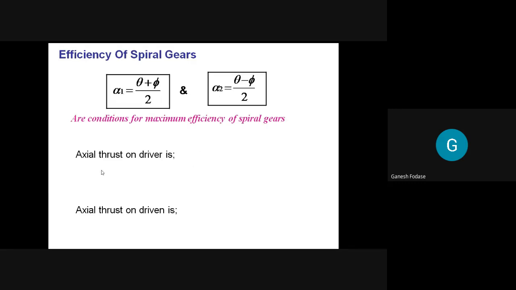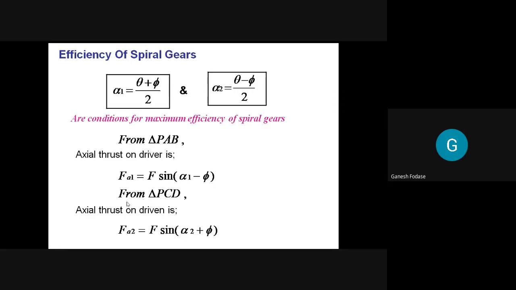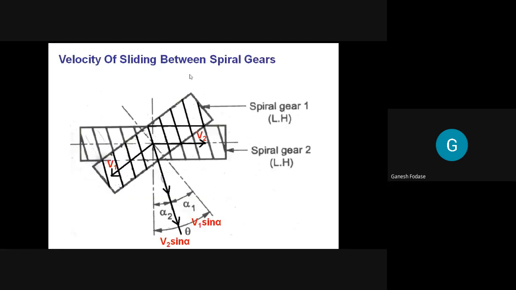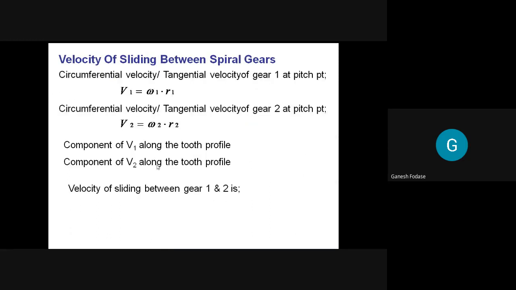Finally, we also determined the expression for axial thrust on the driver as well as axial thrust on the driven. And then the concept of velocity of sliding for spiral gears. So this is all about helical gear and spiral gear.